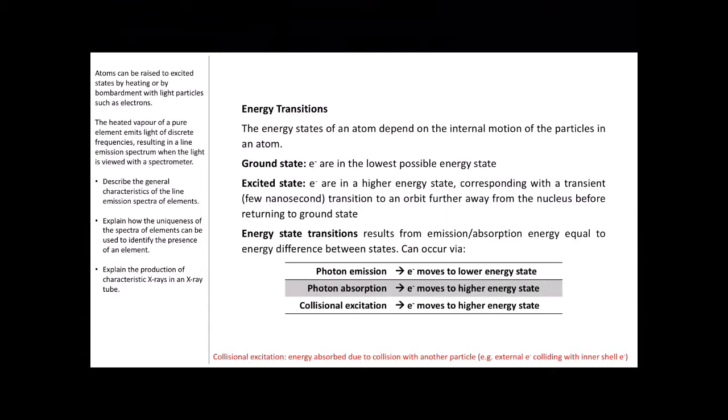There's a good diagram of the 3 types of energy state transitions on page 376 of the workbook. I think sometimes it can be best to look at images and diagrams of these things to solidify your understanding.